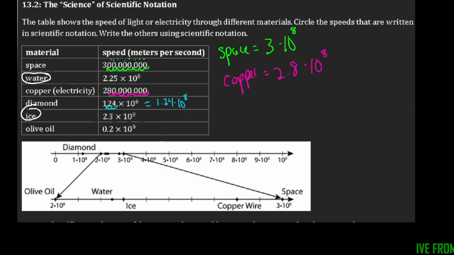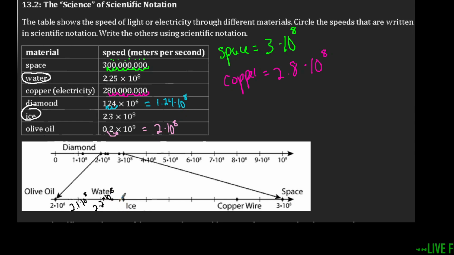And lastly, for olive oil, we need to move it 1 step to the right because we need to make it a little bit smaller. Or sorry, we need to make the exponent a little bit smaller. So we're going to say 2 times 10 to the power 8 now. Notice how each of those have that exponent of 8. And so when we look on our zoomed in number line, that's going to be counting by 2. So this is going to be 2.1 times 10 to the 8. It's going to be 2.2 times 10 to the 8.